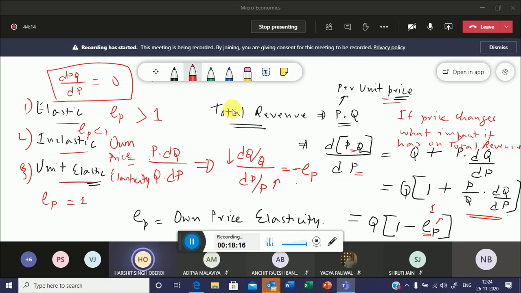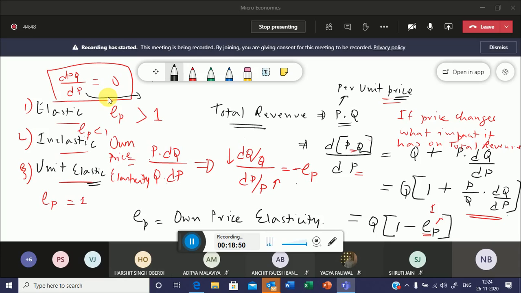Now listen to this very carefully. What does it imply? It implies that if price increases by 2 units, the quantity demanded will also fall by 2 units, and therefore the net change in P times Q is 0. The net change in total revenue is 0. It means in the same proportion in which price is increasing, quantity demanded is also falling. So the total change in revenue is 0.